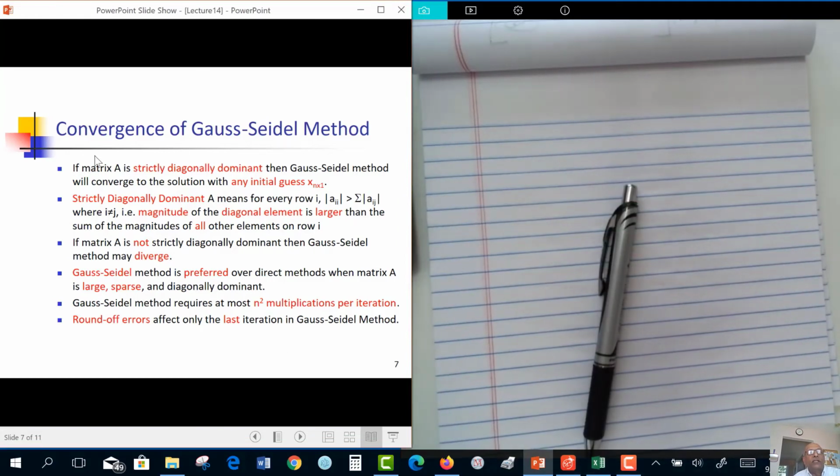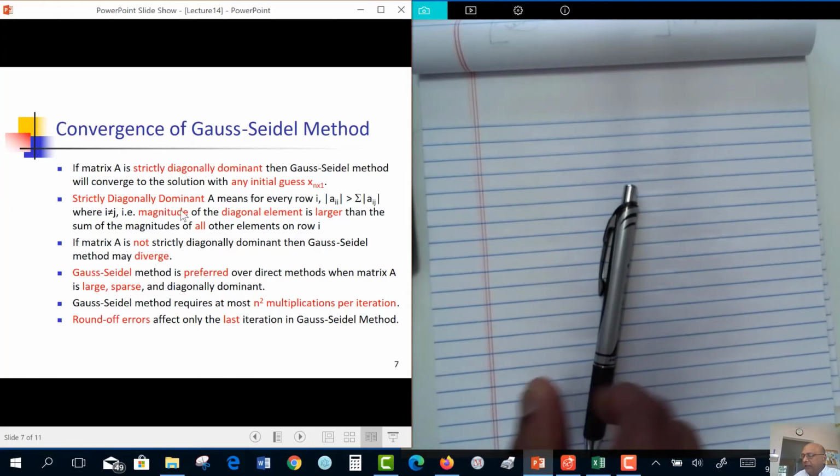Okay, let's look at convergence properties of Gauss-Seidel method. If matrix A is strictly diagonally dominant, then Gauss-Seidel method is guaranteed to converge to the solution with any initial guess. Doesn't matter which one you start with. What does strictly diagonally dominant mean?